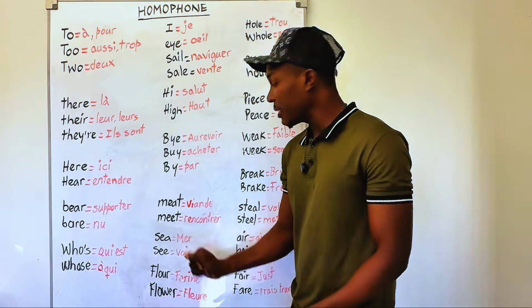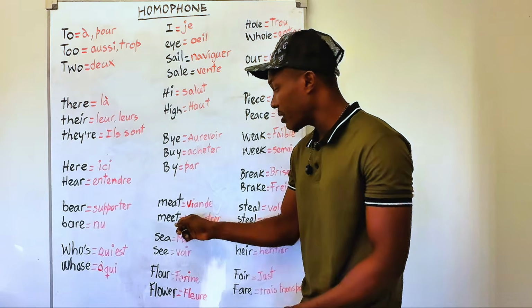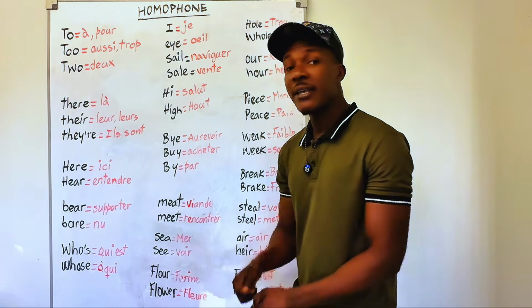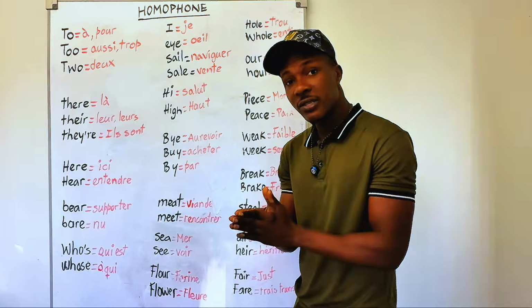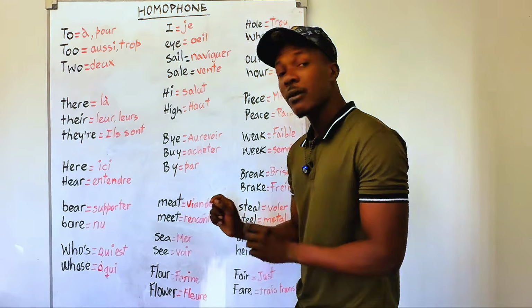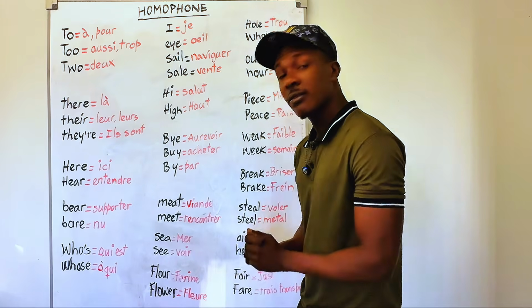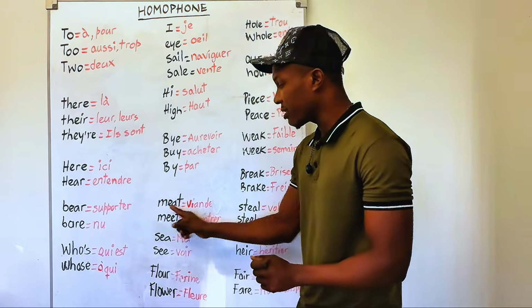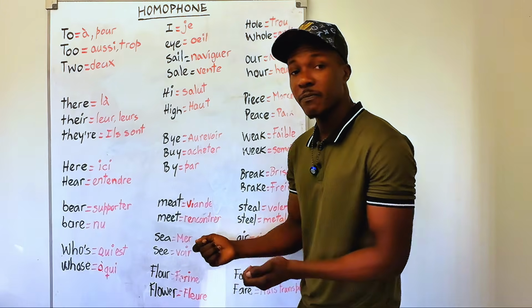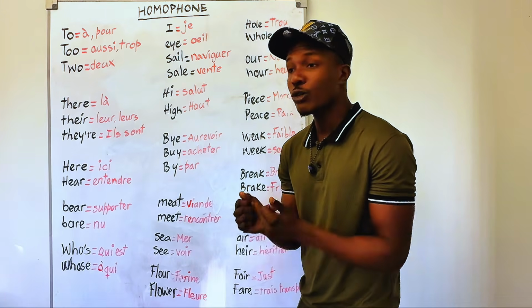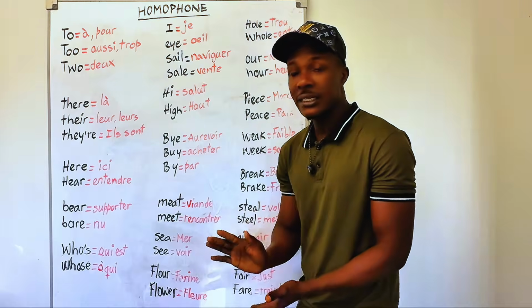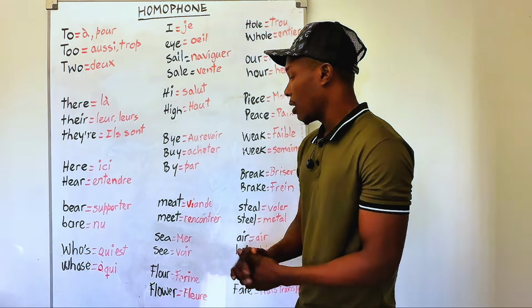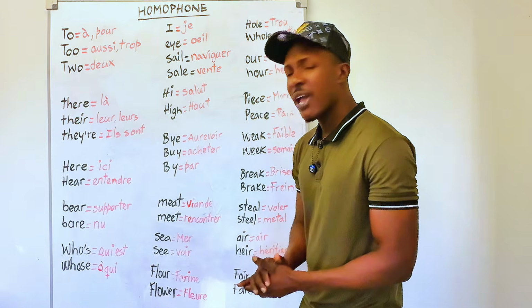Cool. And we have meet. Meet is a noun and meet as a verb. Meat as a noun. Remember, same pronunciation but different spellings, different meanings. As a noun, it means viande. I don't eat meat. Je ne mange pas de la viande. I don't eat meat. All right?